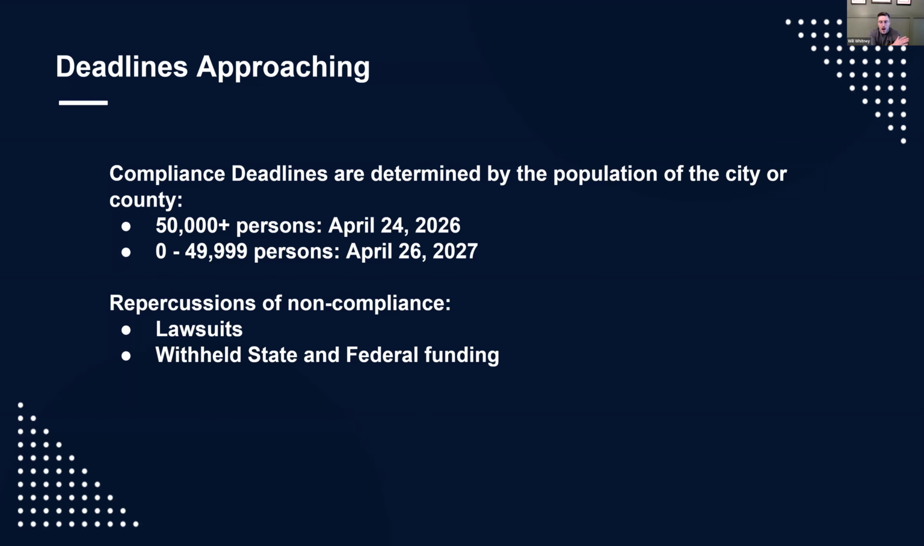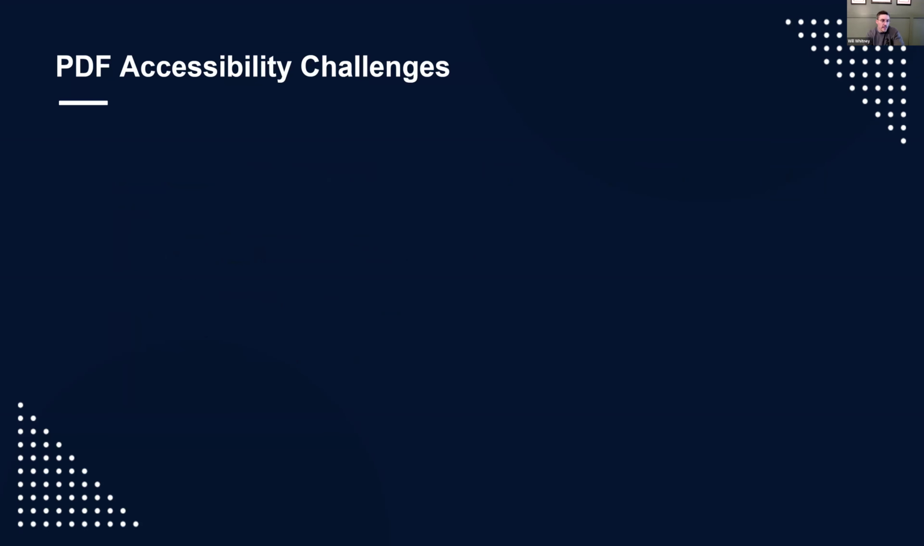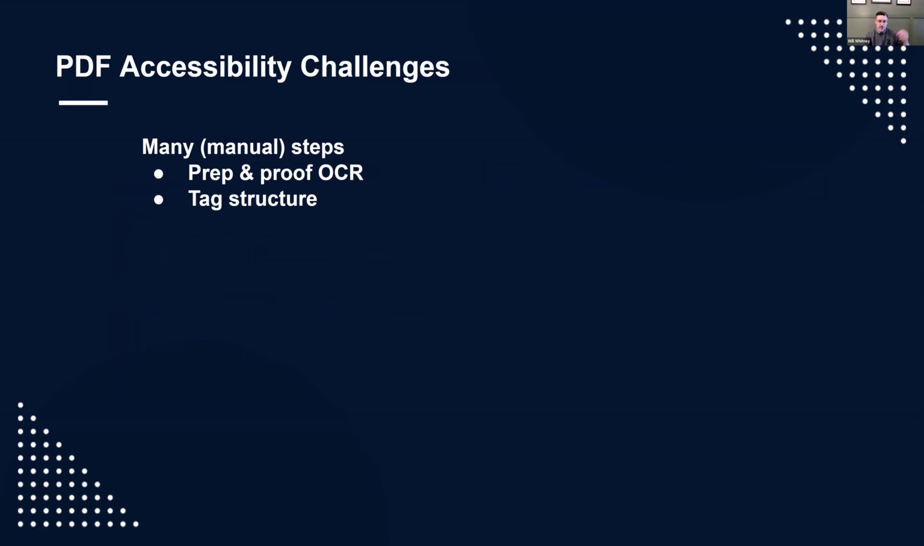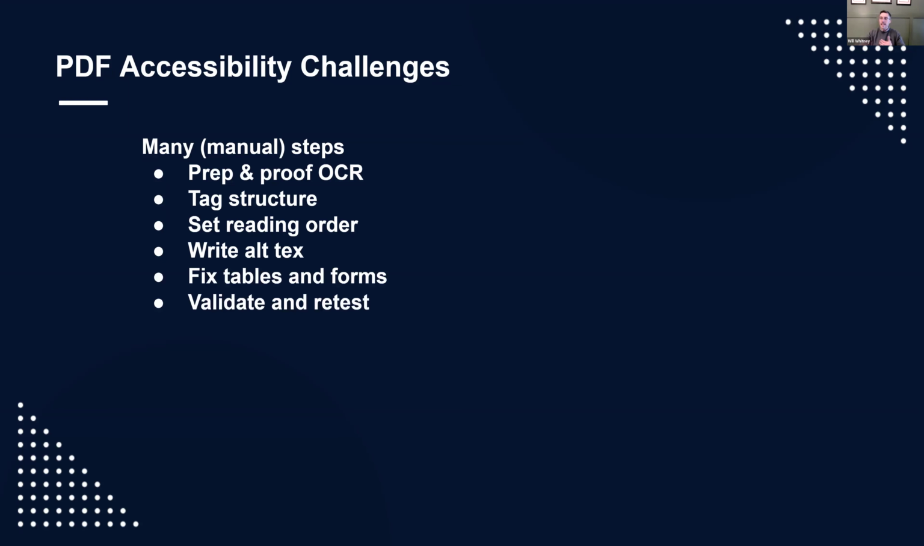So deadline's approaching, why we're doing this or why you should be looking into it, and then some challenges related to current accessibility. To make documents accessible, the steps now require a lot of manual steps. We have to basically prep the documents with OCR. You have to create the tag structure, set the reading order, and write the alternate text that someone would hear if they're listening to the computer reader read back what's on that page. Tables and forms are difficult. And then you're validating and retesting.